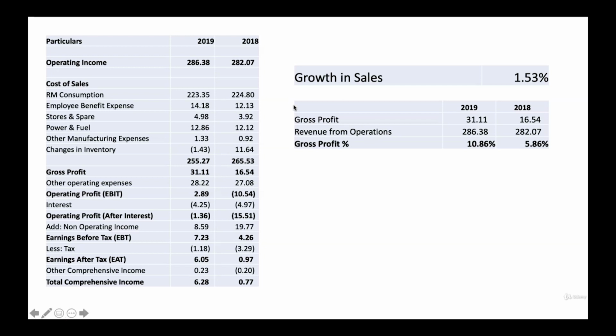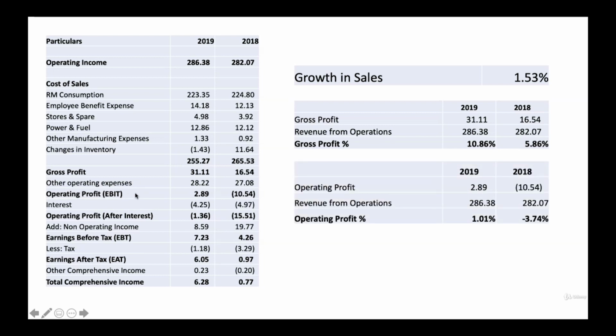So gross profit is wonderful, but we should also look at one more profit. See, generally what people will do, they'll go and see gross profit, then they'll go and see earnings after tax. But in between this, there is one very, very important, core profit, that is the operating profit. Let's look at their operating profit. It is 2.89 in 2019, whereas in 2018 it was a loss of 10.54.